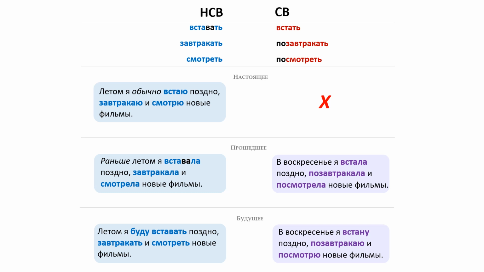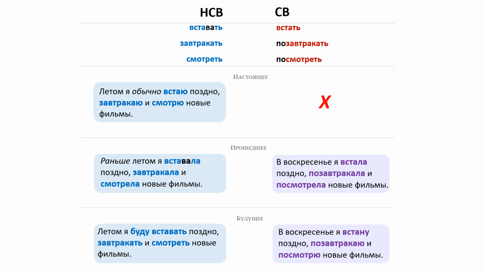Будущее, future tense. Летом я буду вставать поздно, завтракать и смотреть новые фильмы. So plans for summer. In summer I will be getting up late, I'll have my breakfast and I'll be watching new movies. So it will be something that will be happening during the summer, will be repeated many times, maybe every day. Я буду вставать поздно, завтракать и смотреть новые фильмы.